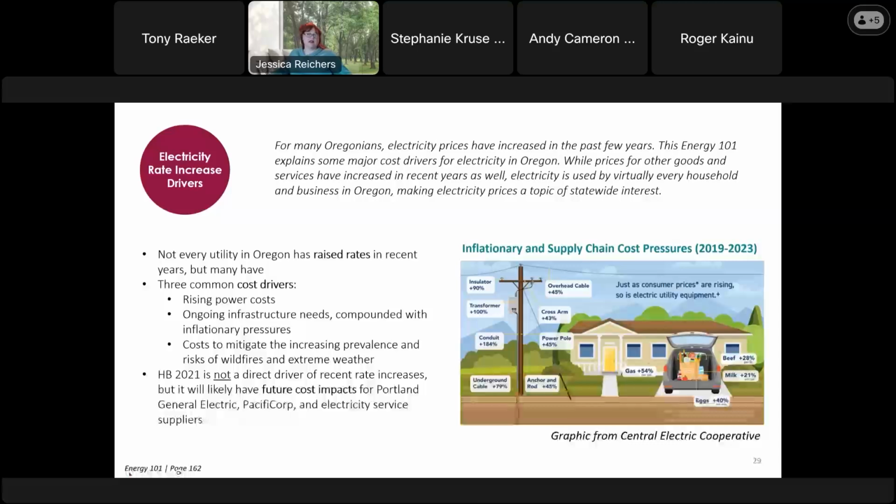And while rising prices are a matter of statewide interest, there's a lot of work going on to mitigate price increases. For example, the Oregon Public Utility Commission is implementing the Energy Affordability Act of 2021, which has already delivered tens of millions in relief to income-qualified ratepayers. But there are also numerous energy efficiency and weatherization programs that support access to safe, affordable, and adequate energy service.